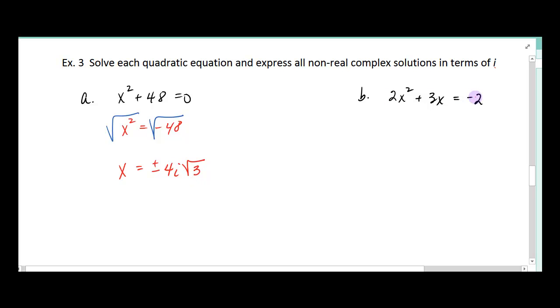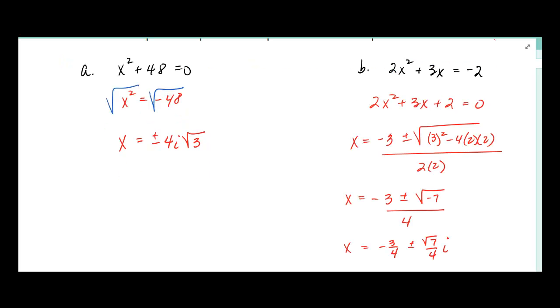The last one I'm going to let you try on your own because you've really been doing this. It should be familiar to you. We're going to use the quadratic formula to solve this complex solution here. So I want you to pause the video, see if you can solve this by yourself, and then again let's check our solutions.